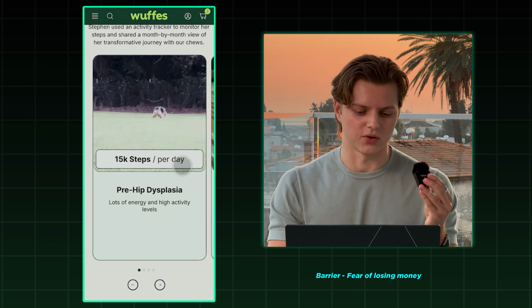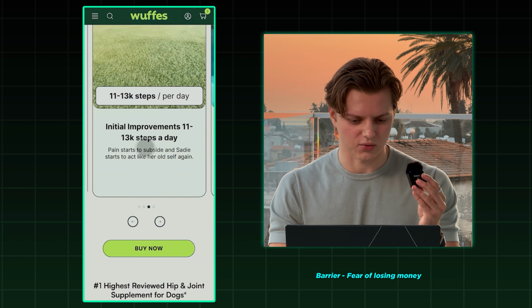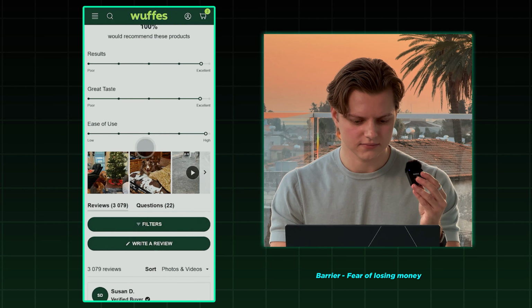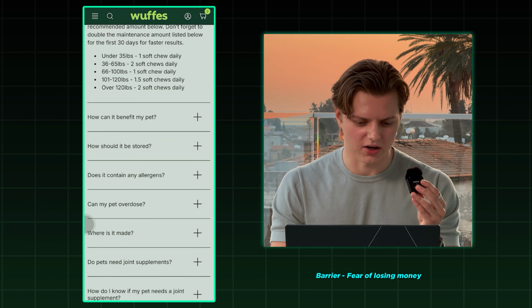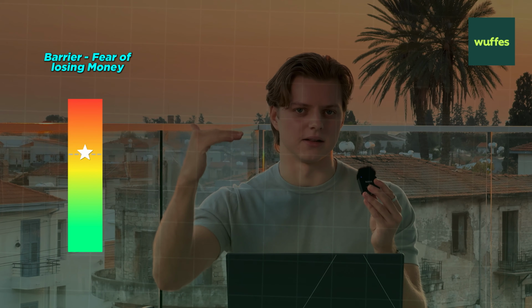And they do have some good sections on that here with the examples, the transformations of the dogs, and on the reviews at the bottom, and just the general legitimacy of the website. So for the total score on the barrier of fear of losing money, how well they are able to reduce that barrier, I'll rate them in the middle, pretty average.